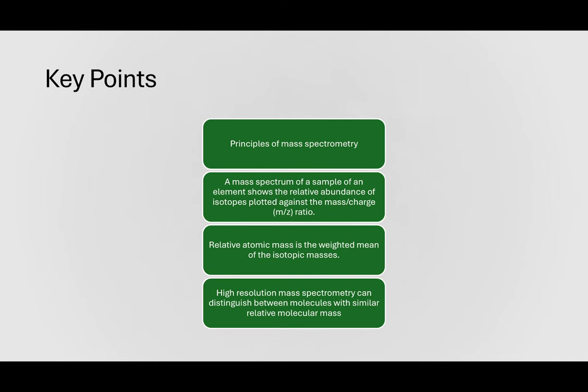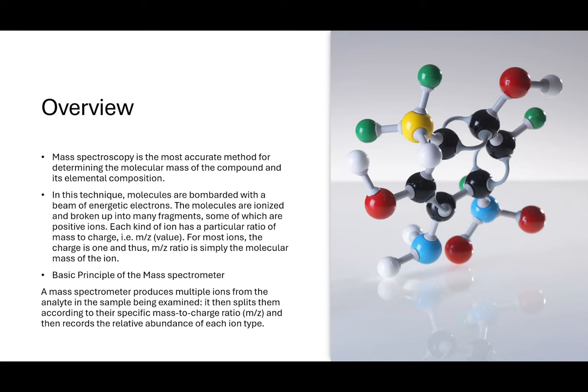All right, so let's have a go into this. An overview. So mass spectrometry, as I stated before, is a really, really accurate method of determining molecular mass of a compound and its elemental composition. So once we use presumptive methods in order to figure out whether or not something is present within a molecule, we can use mass spectrometry to actually piece together the actual elemental composition of said molecule, right? So it is the most accurate method for determining these things.